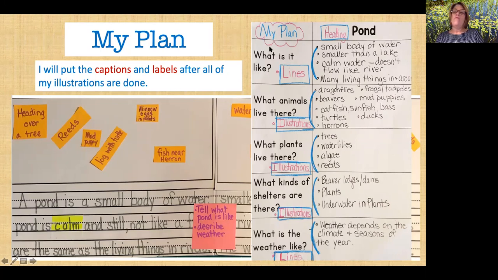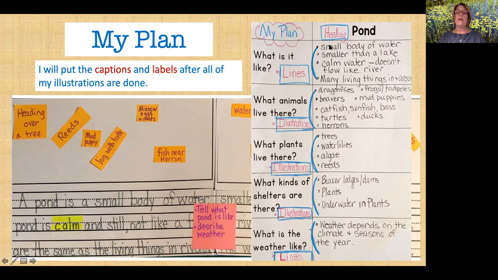Okay, so very important, probably the most important pieces of information are what is a pond like and what is the weather like. Those are so important. I have decided to put the information from this section, what is it like and what is the weather like, on the lines that you see here, okay? And just like last week too, I decided to put all the information that I could about animals, plants, and shelters within the illustrations. And I will also be able to use captions. But look at all this great information.